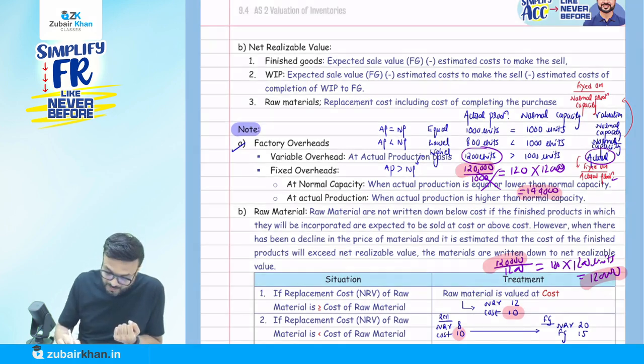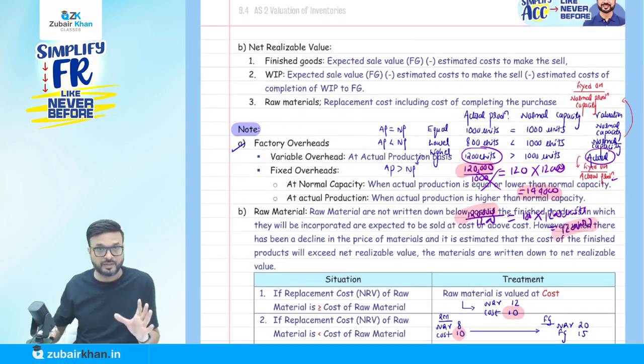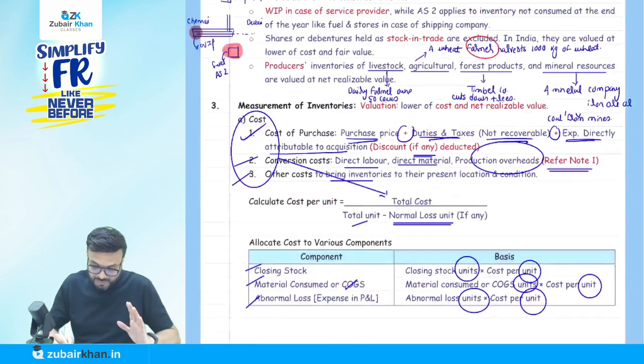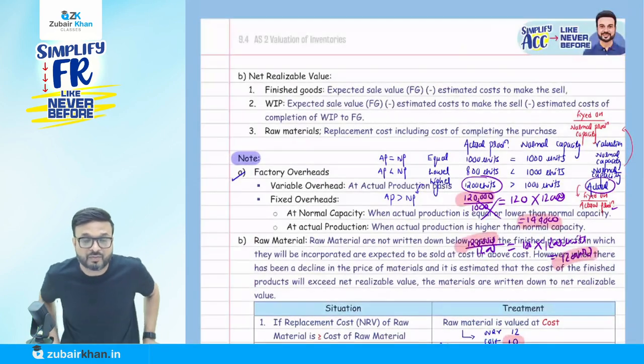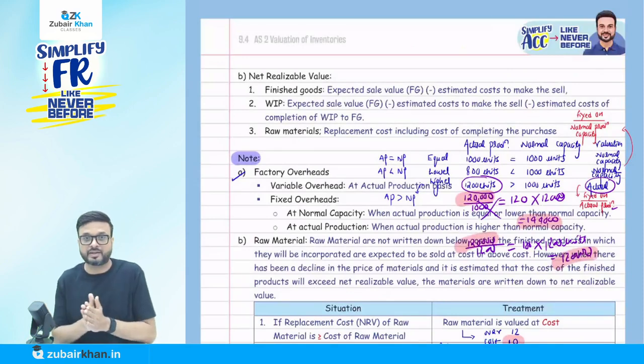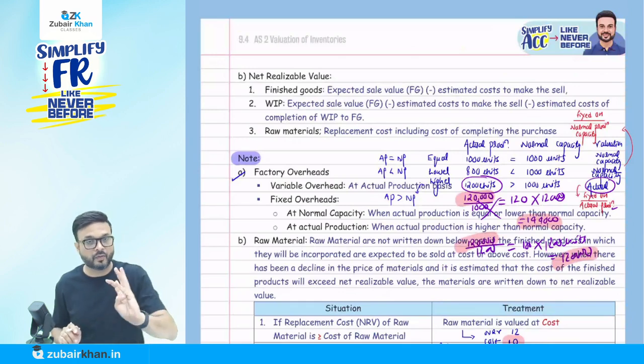Okay, now let me go here. Now we discuss the cost, because we are doing the valuation at cost or NRV, whichever is lower. Very interesting. Now they say, what is NRV? Because we have three types of goods: finished goods, WIP, and raw material.